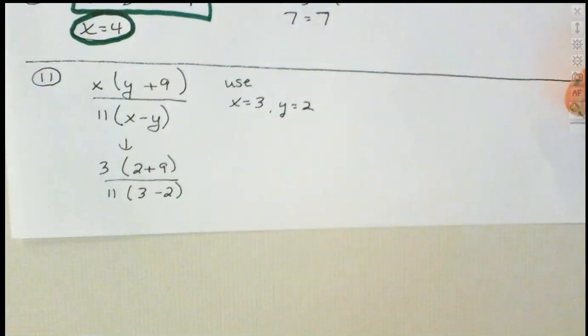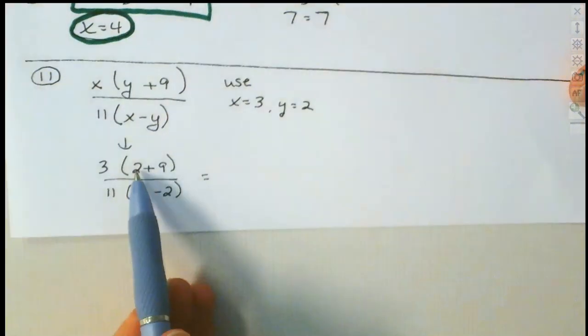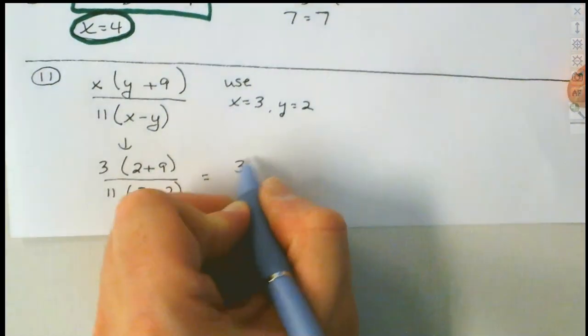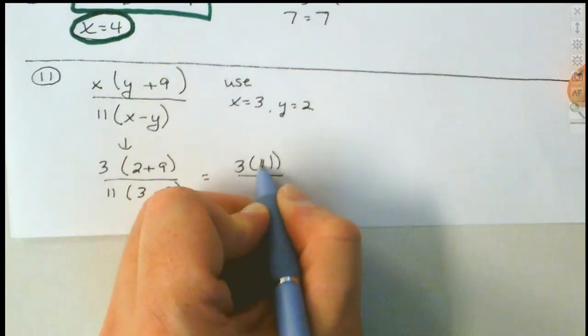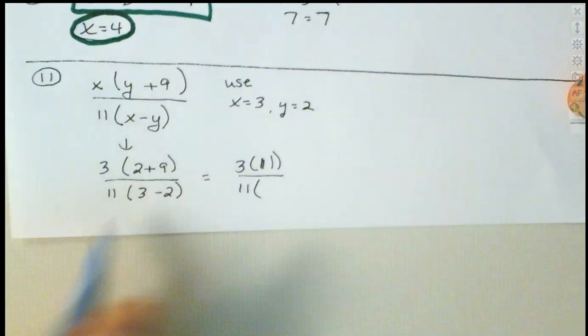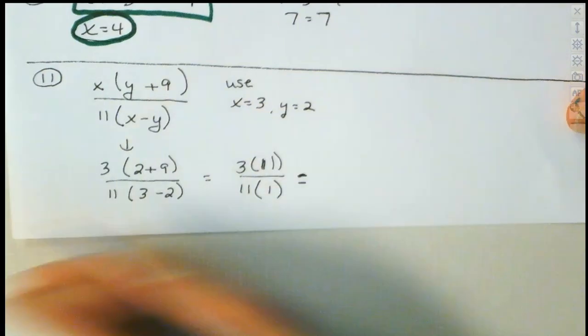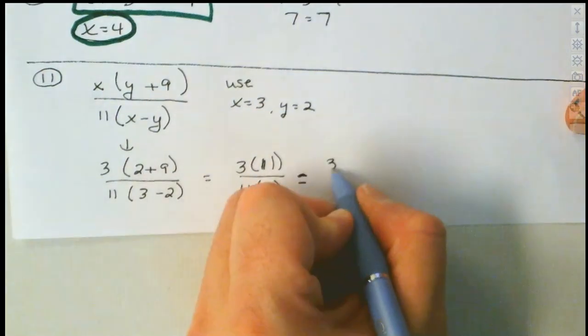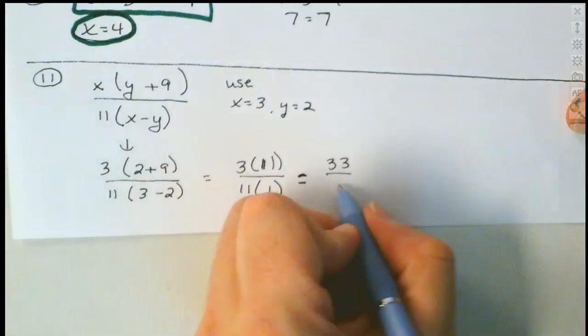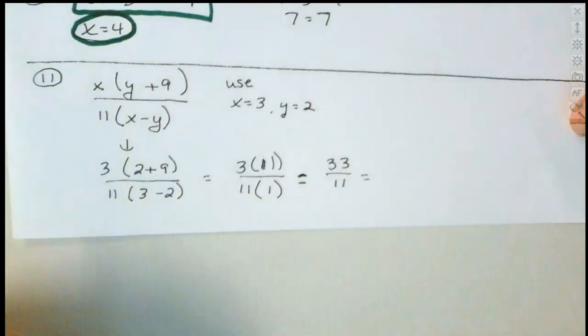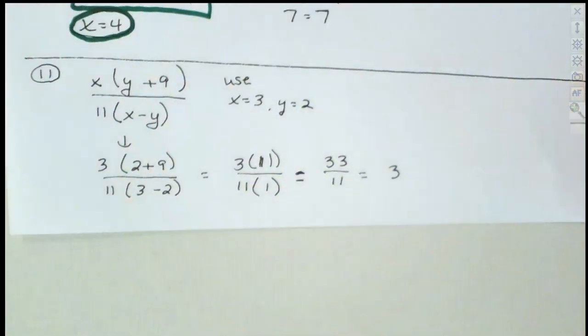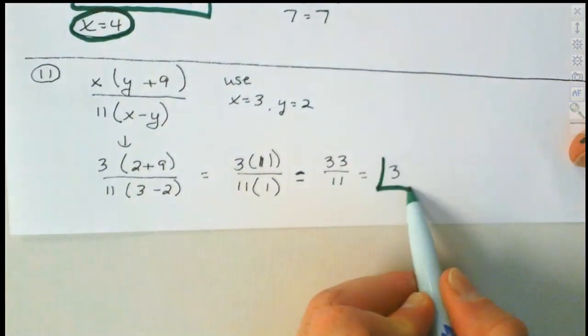Now, we can either do this as a fraction as it is, or we can split it up. We can go ahead and just work with it as it is, I think. We'll do parentheses first. So 2 plus 9, that makes it 11. Okay, and down below, we'll do those parentheses. 3 minus 2, that makes it a 1. Now we'll go ahead and do our multiplication. So 3 times 11, that's 33. 11 times 1, that's 11. And 33 divided by 11 comes out to be the whole number 3.